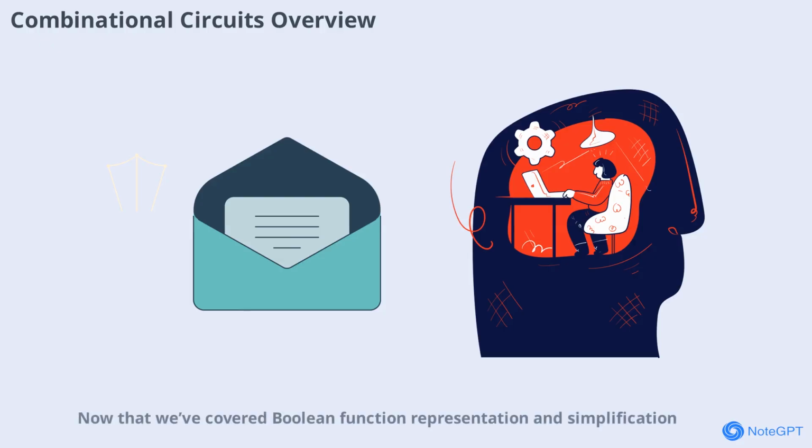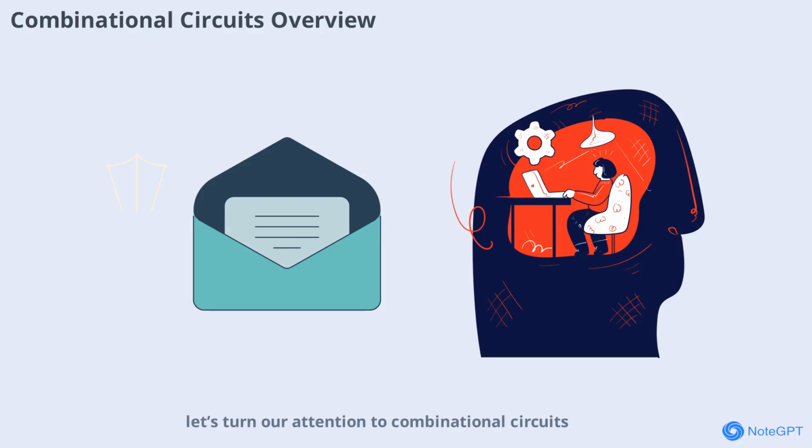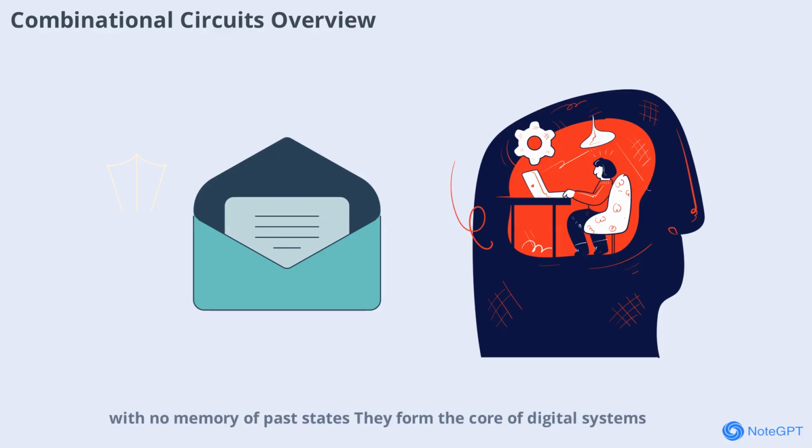Now that we've covered Boolean function representation and simplification, let's turn our attention to combinational circuits. These circuits produce outputs based solely on their current inputs with no memory of past states. They form the core of digital systems, performing arithmetic, data routing, and decision-making tasks. Let's explore the most common types of combinational circuits and how they're used.